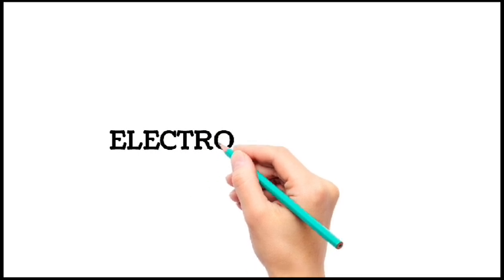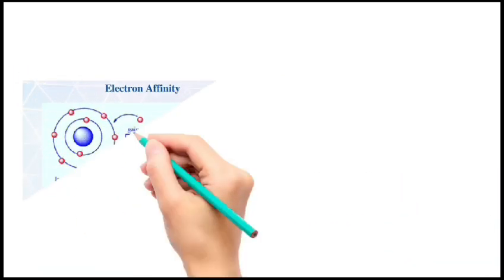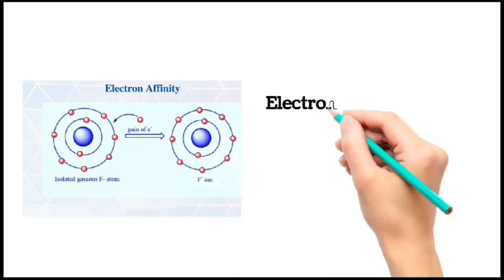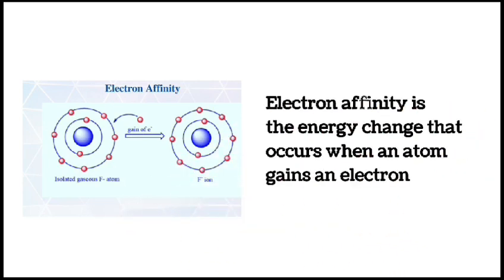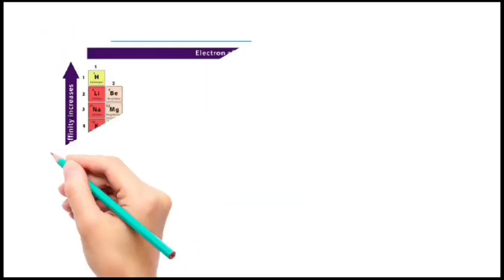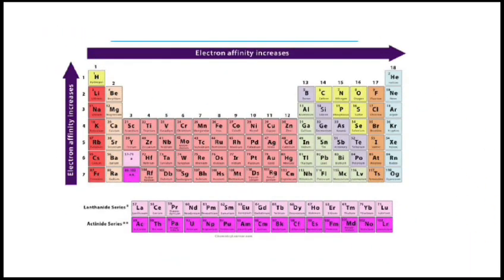Now let's discuss electron affinity. Electron affinity is the energy change that occurs when an atom gains an electron. Generally, as we move across a period, electron affinity becomes more negative, meaning the atom readily accepts an electron. This trend isn't as consistent as others, but it generally holds true for most elements.